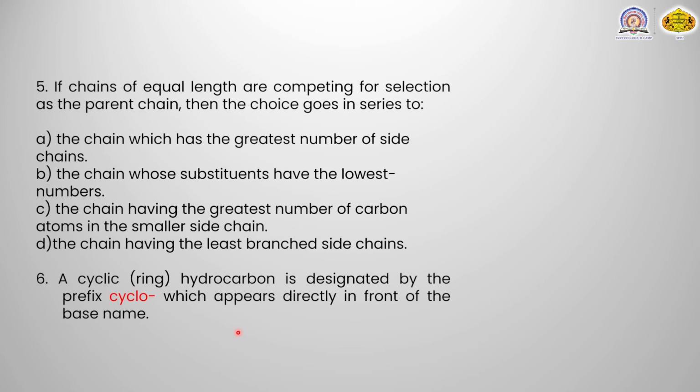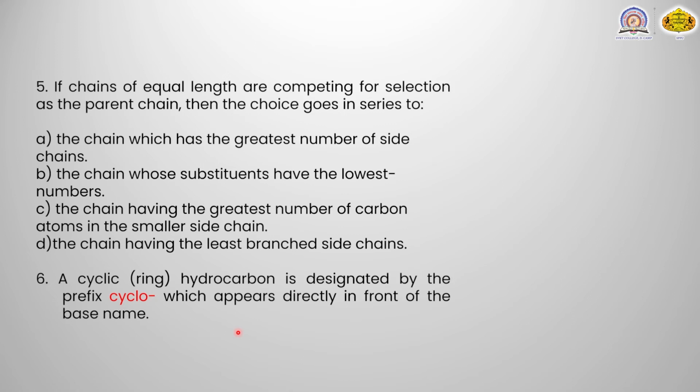So first choice will be the chain which has the greatest number of side chains, that is extra number of substituents. So first selection of chain will be based on number of substituents, so the chain which has the greatest number of side chains. Second selection rule will be the chain whose substituent have the longest number, the substituent number will be longer. For example, methyl is there, ethyl is there, propyl is there.